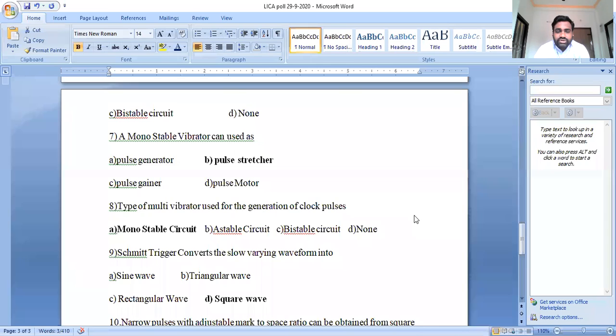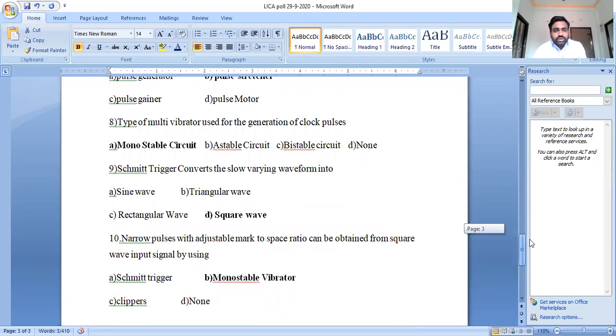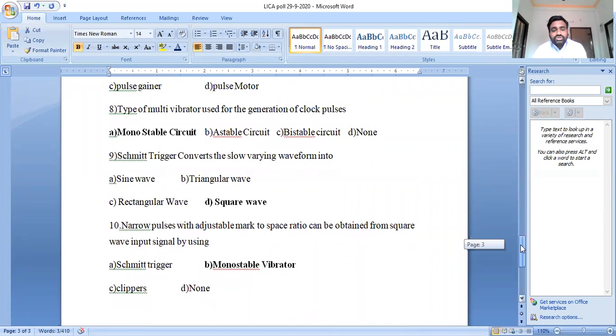Ninth question: most of the people chose the correct answer. And the last question: narrow pulses with an adjustable mark space ratio can be obtained from a square wave pulse input by using a monostable multivibrator. Most of the people chose the correct answer, monostable multivibrator. So this is our discussion with respect to the poll.